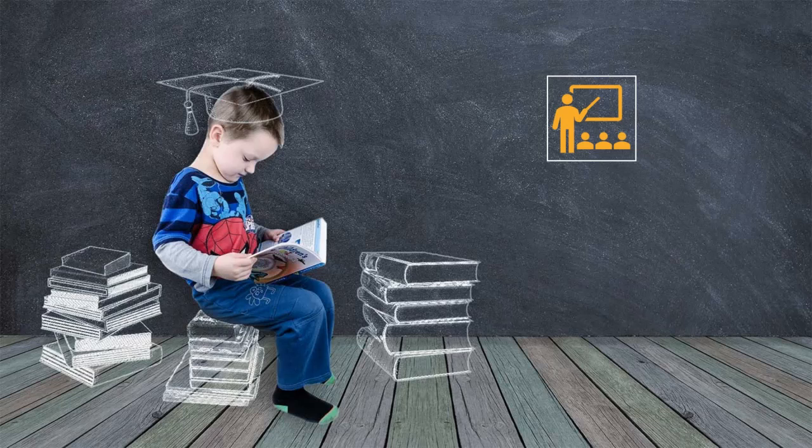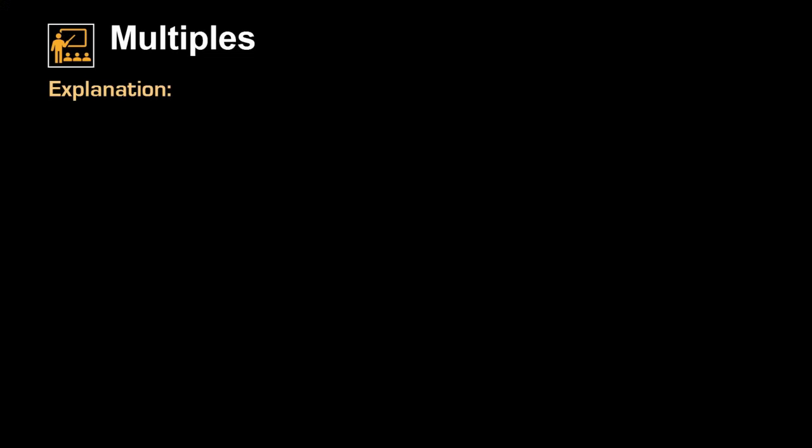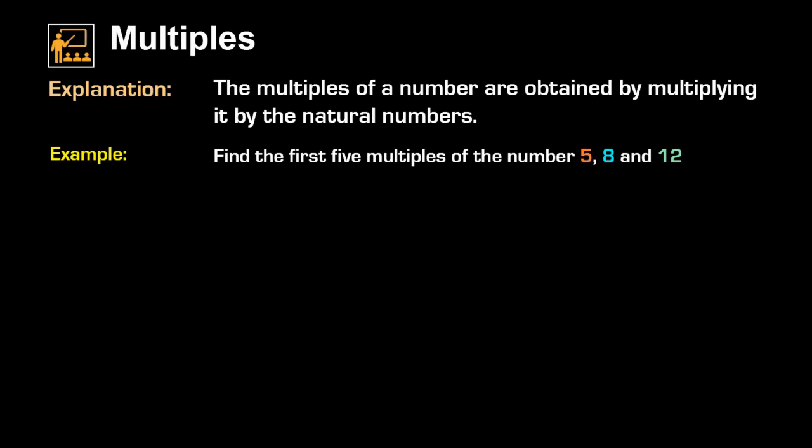Okay, next topic of this tutorial, we'll look at multiples. Okay, and multiples of a number are obtained by multiplying it by the natural numbers, and I've listed here the first 5 multiples of 5 and the first 5 multiples of 8 and also the first 5 multiples of 12.